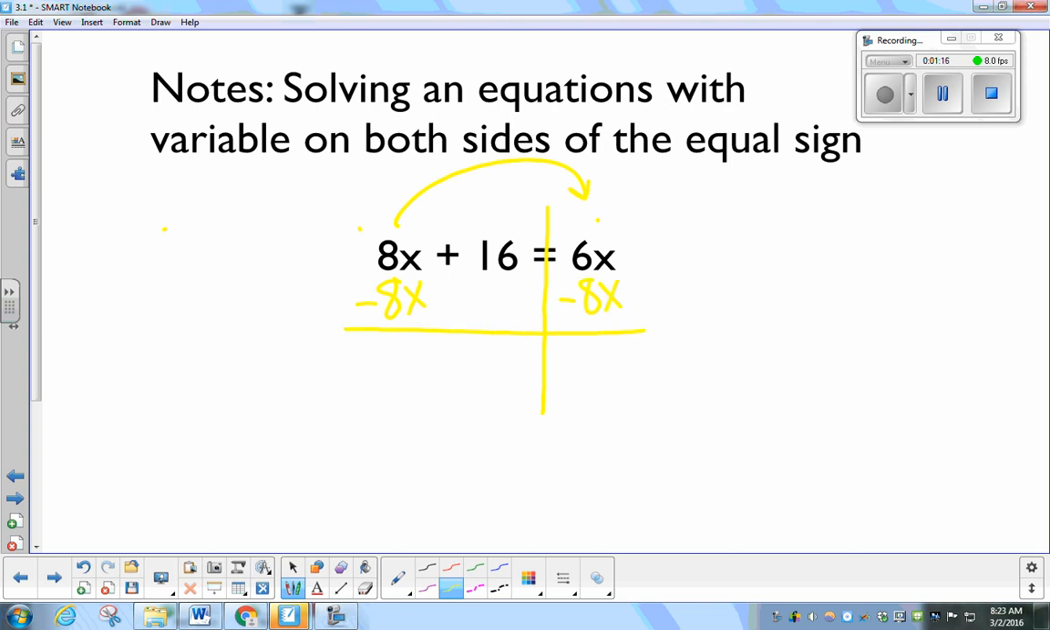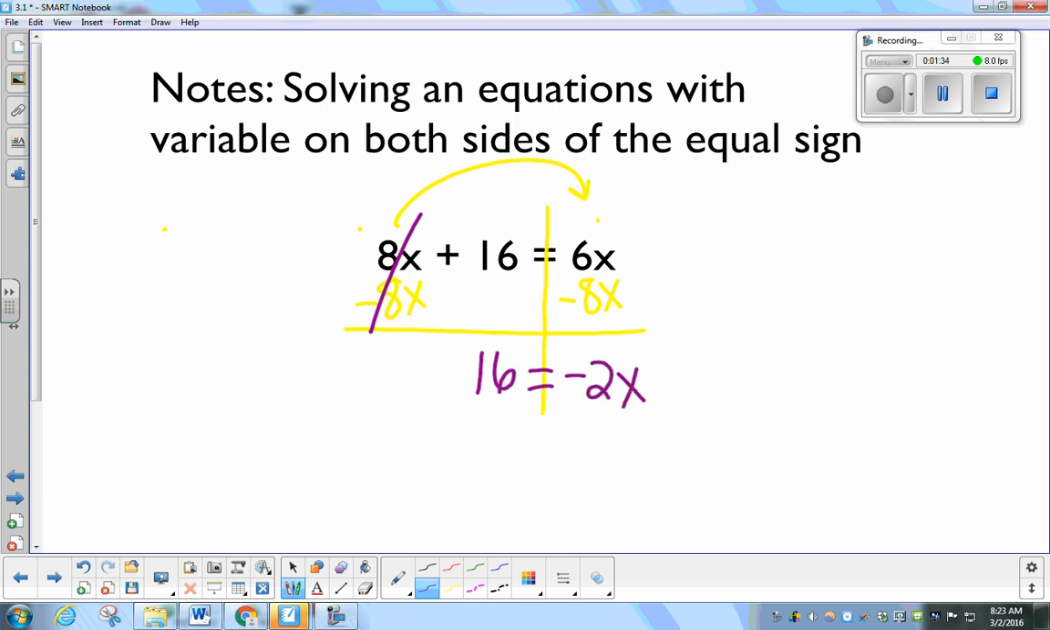So we're going to draw a line to write what we're left with on each side. 8x minus 8x is 0. You don't have to write 0 because 0 plus 16 is just 16. Keep your equal sign. Now over here I can combine 6x minus 8x, which is negative 2x.